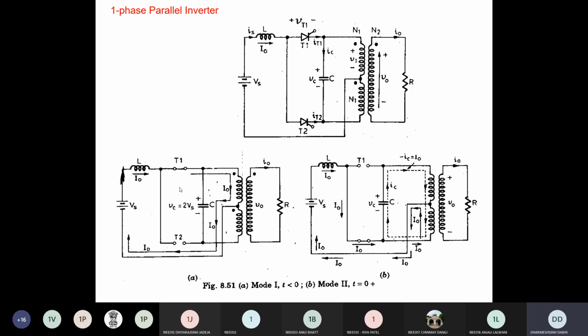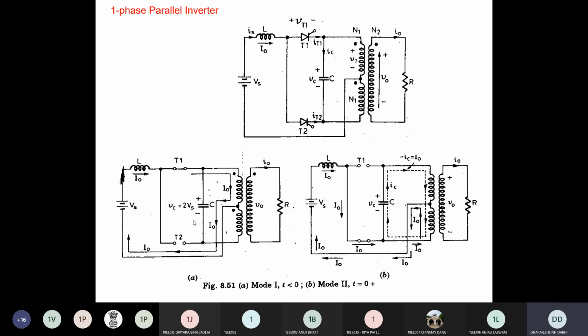Okay. Now let's understand the operation. First mode, that is for t less than 0. It means before t is equal to 0, here we assume that your thyristor T1 is in the on condition. So this is the equivalent circuit for mode 1 at t less than 0. It means before t is equal to 0, or you can say t is equal to 0 minus.